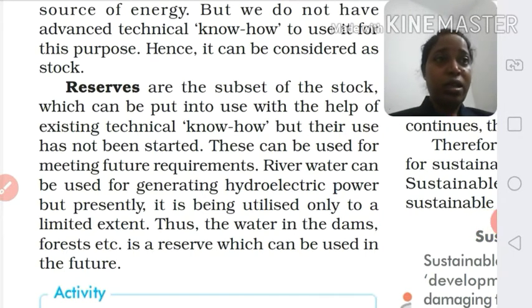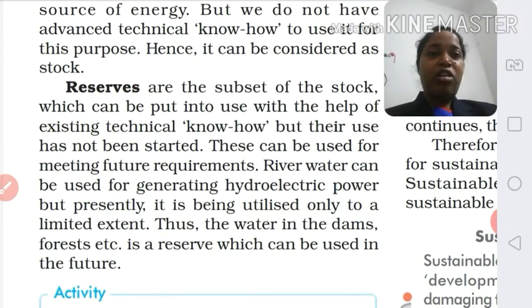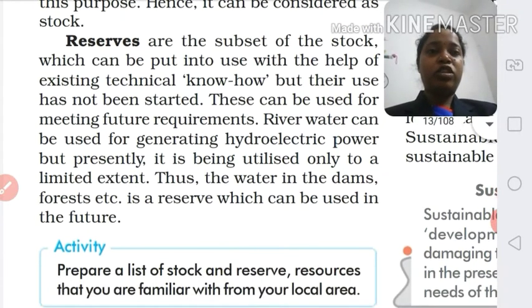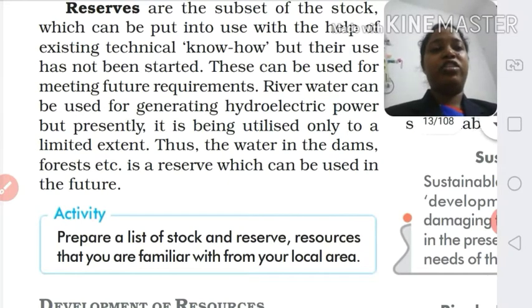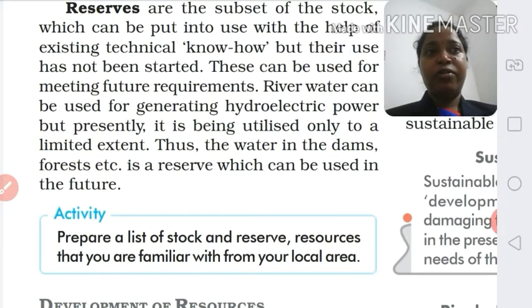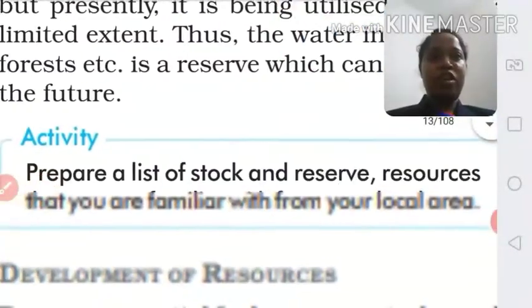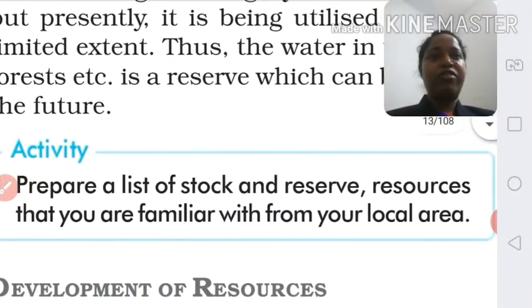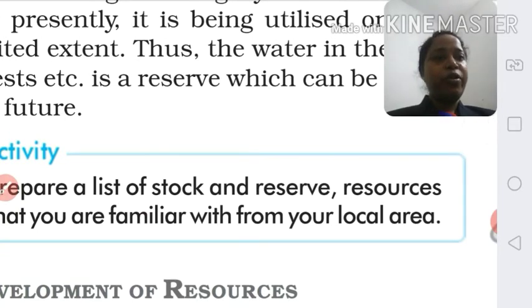Okay, students, till now we have completed the portion on classification of resources which can be used for the benefit of human beings. So, lastly, you can complete this activity: prepare a list of stock and reserve resources that you are familiar with from your local area.